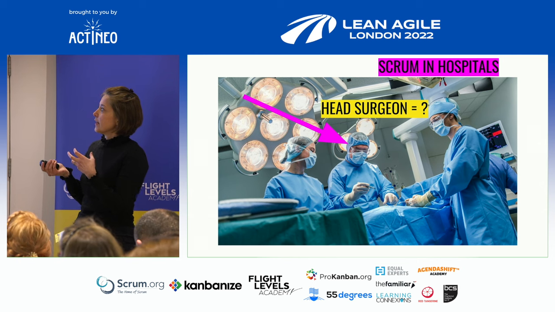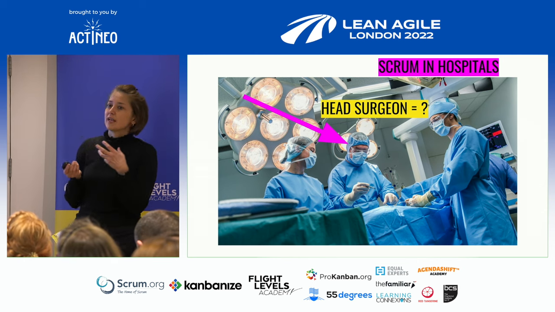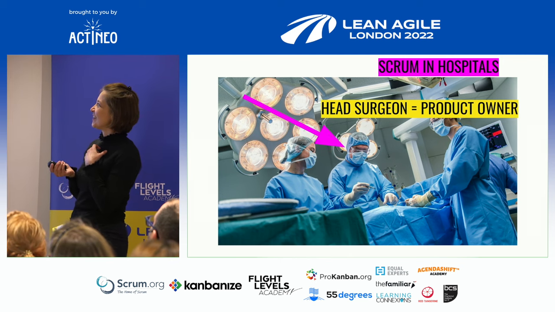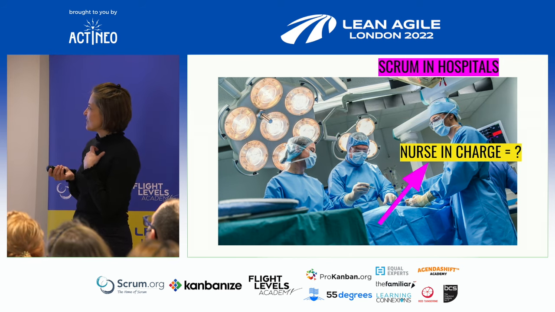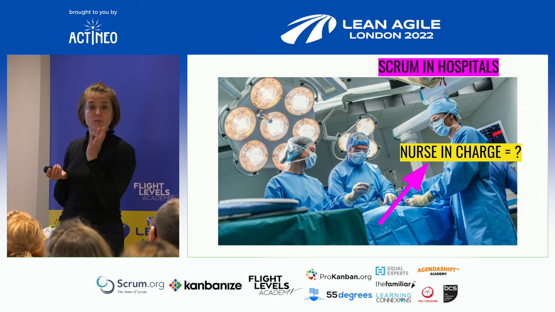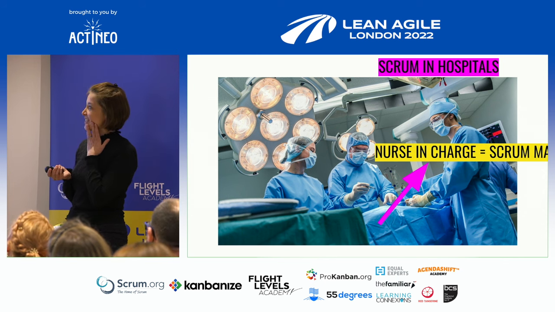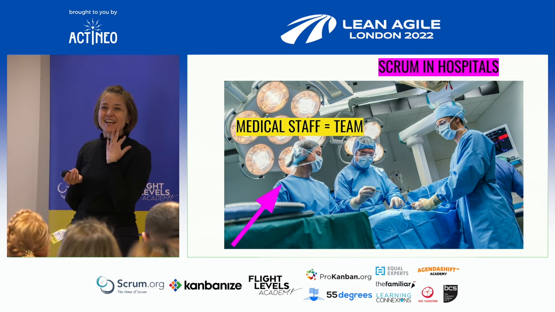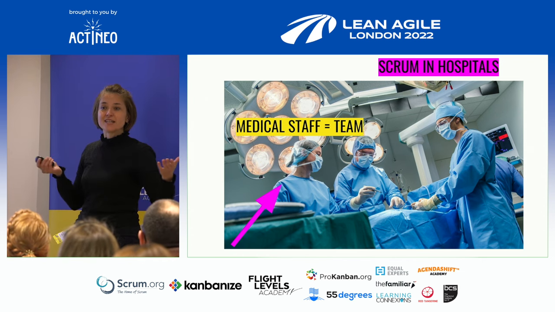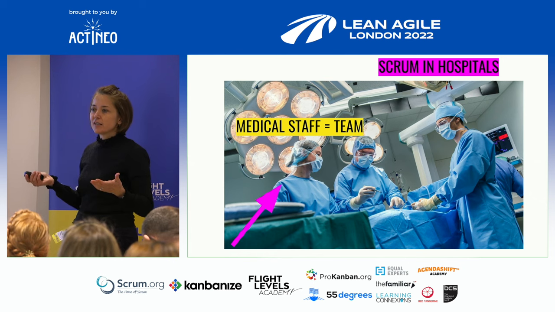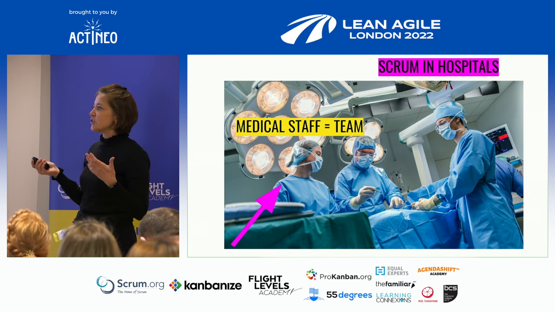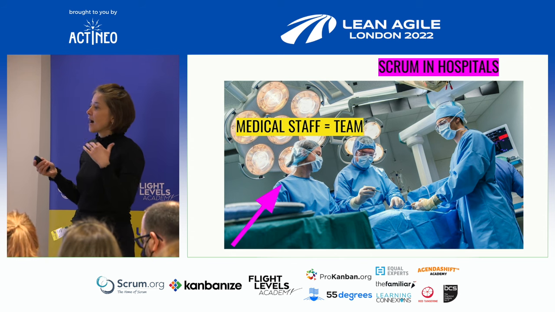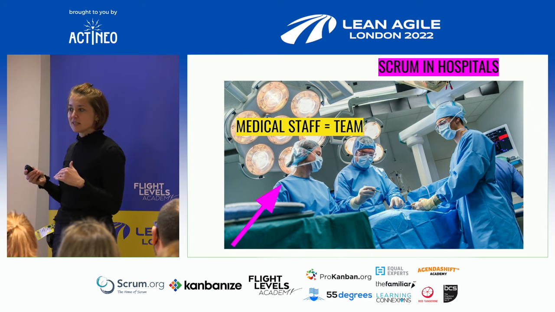So we would be taking that department of the hospital as a pilot, and then a head surgeon would take the role of product owner. That's right. A nurse in charge would then be Scrum Master. And the medical staff? The team, exactly. So not only medical staff, but there would be anesthesiologists, the cleaning team. And so the chief surgeon would say, okay, I would prioritize these things that need to be done.